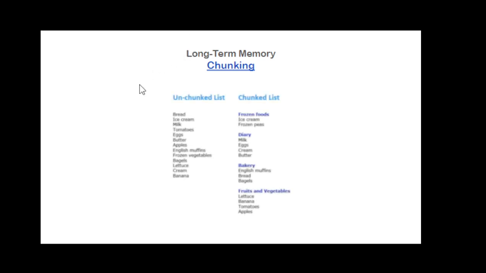As you can see here, the unchunked list is basically just random words, okay? Bread, ice cream, milk, tomatoes, eggs, butter, etc. And if you try to store this list in your long-term memory, it might not be as efficient as storing it in this way. When you divide it into different sections, like frozen foods is ice cream and frozen peas, dairy is milk, eggs, cream, butter, etc.